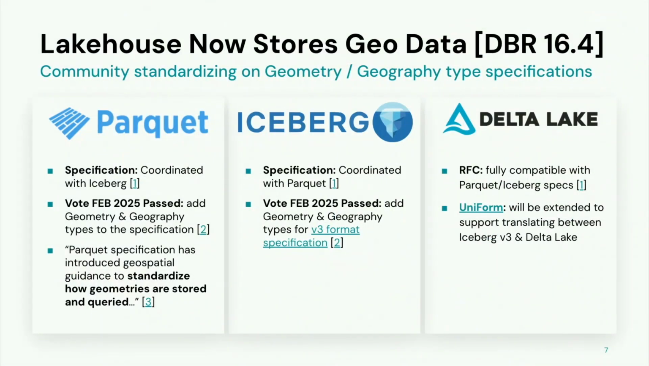Let's talk about geospatial data types. This is one of the common questions that we always receive from customers. How do I store my vector geospatial data? Do I work with well-known text? Do I store it as binary? What's the column type, et cetera? Now with Databricks Runtime 16.4 in private preview, we support geometry and geography data types.